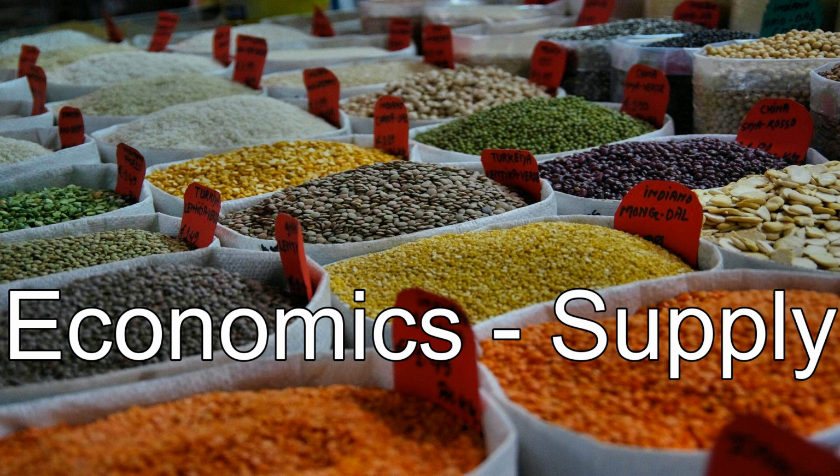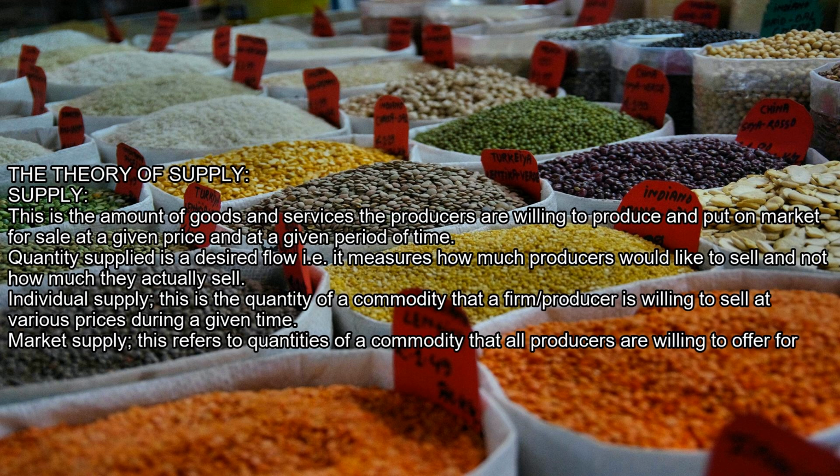Economic supply. The theory of supply. Supply is the amount of goods and services the producers are willing to produce and put on the market for sale at a given price and at a given period of time. Quantity supplied is a desired flow, i.e., it measures how much producers would like to sell and not how much they actually sell.